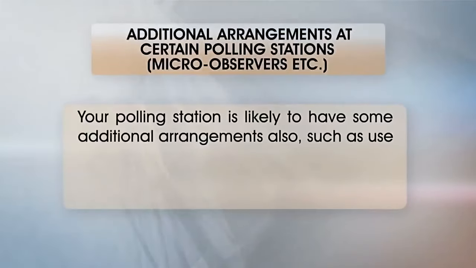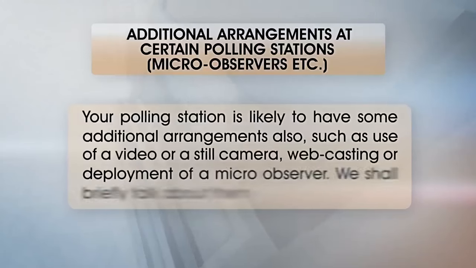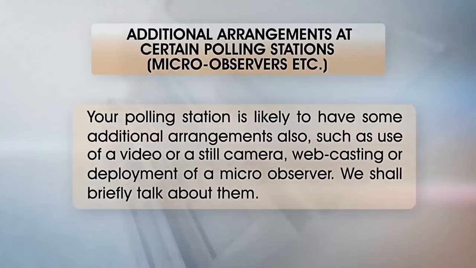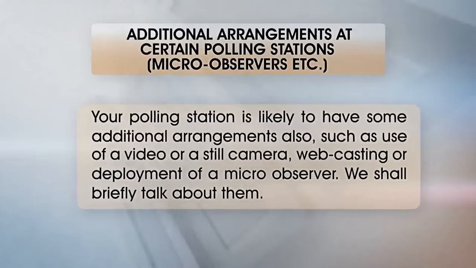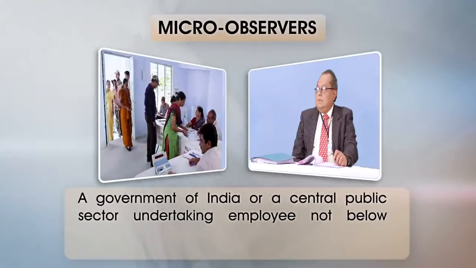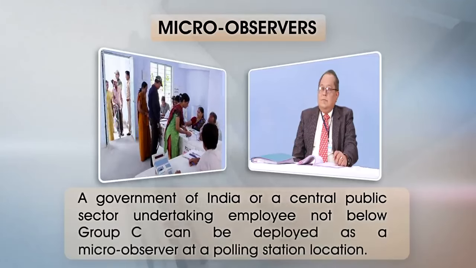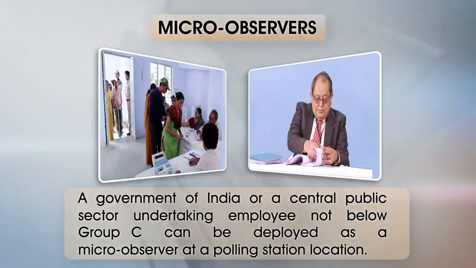Additional arrangements at certain polling stations, micro-observers, etc. Your polling station is likely to have some additional arrangements also, such as use of a video or a still camera, webcasting, or deployment of a micro-observer. We shall briefly talk about them. Micro-observers: a Government of India or a central public sector undertaking employee not below Group C can be deployed as a micro-observer at a polling station location.